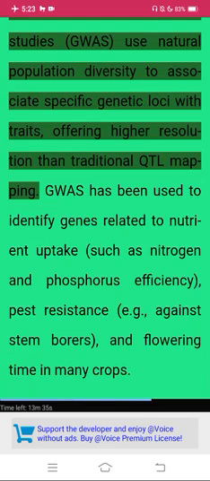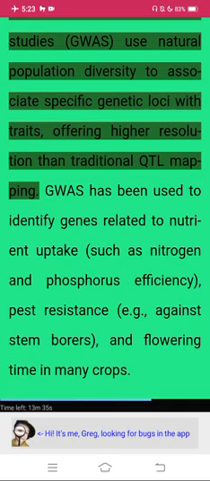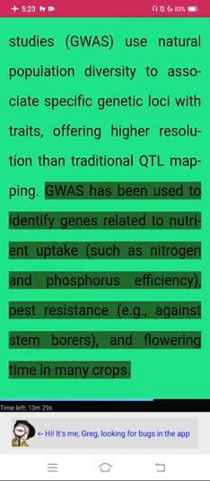Genome-wide association studies (GWAS) use natural population diversity to associate specific genetic loci with traits, offering higher resolution than traditional QTL mapping. GWAS has been used to identify genes related to nutrient uptake, such as nitrogen and phosphorus efficiency, pest resistance, e.g., against stem borers, and flowering time in many crops.